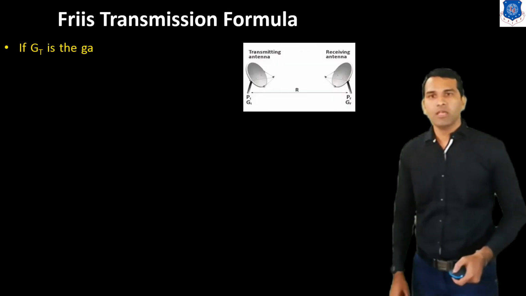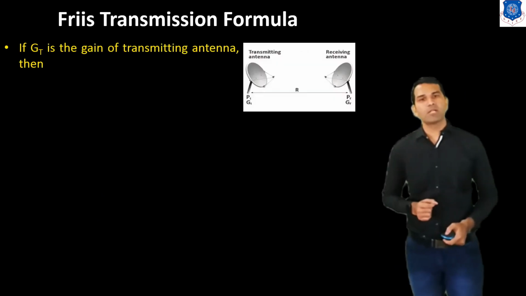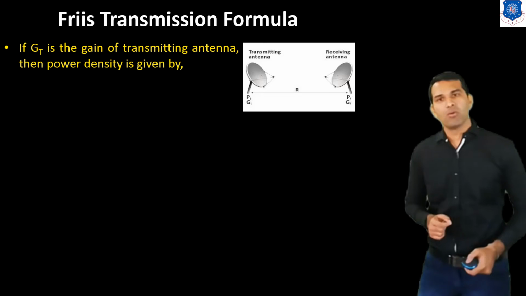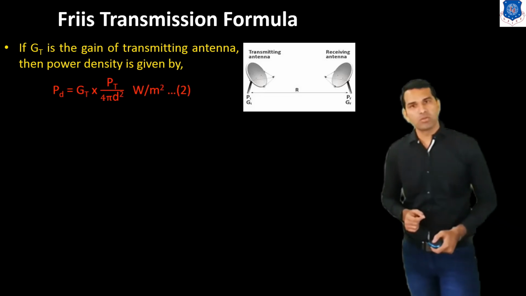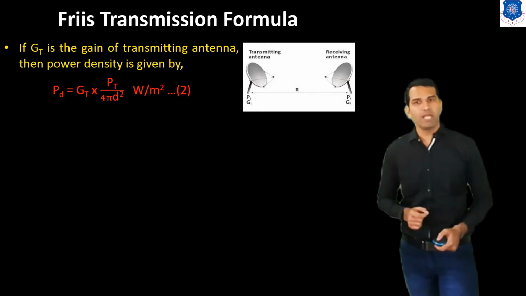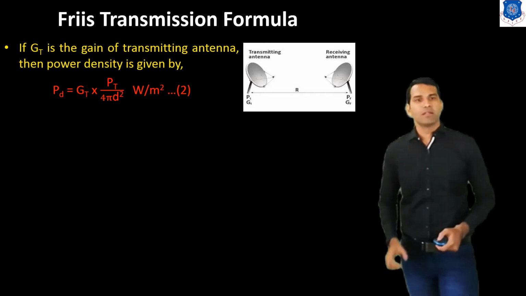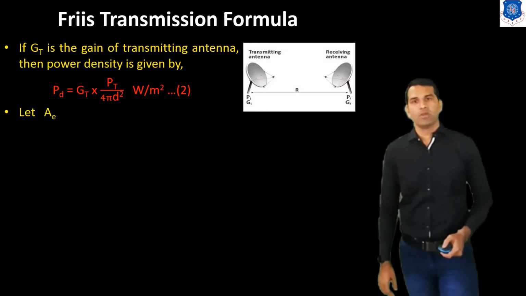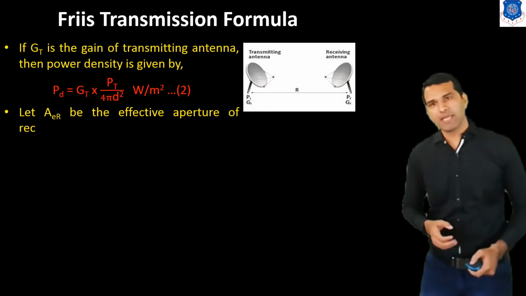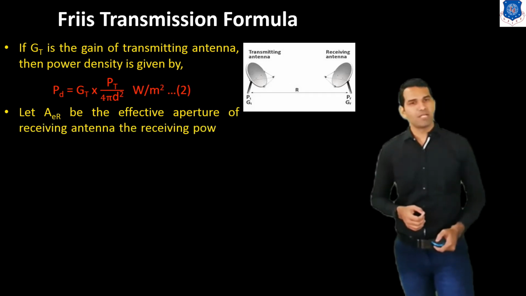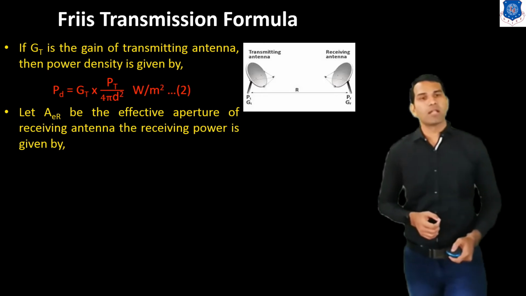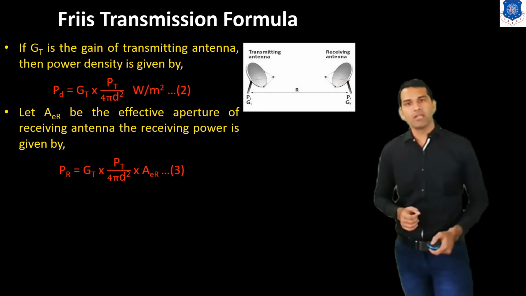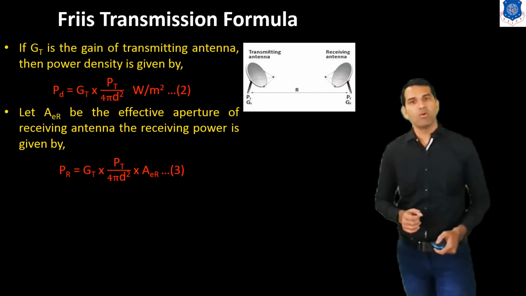Now, if GT is the gain of the transmitting antenna, then the power density, or we can say the receiving power, we can write as PD is equal to GT into PT upon 4 pi d square. That means we have multiplied the gain with the power density. Let AER be the effective aperture of the receiving antenna, then the receiving power is given by PR is equal to GT into PT upon 4 pi d square into AER.